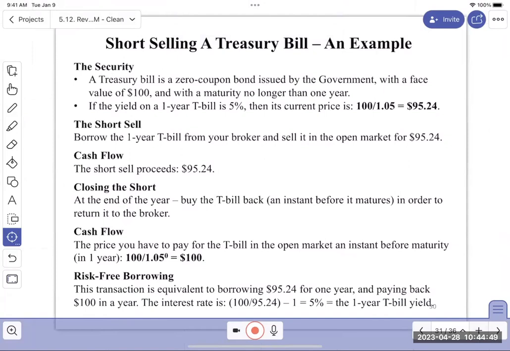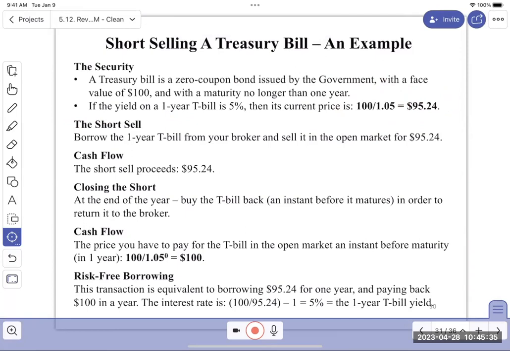Here we start with a T-bill. Zero coupon, issued by the government, 3 months or 6 months, and it has a face value of 100, which we usually work with 1,000, but I simplified it for the numbers, and with a maturity no longer than 1 year. Okay, so this one is less than a year. If the yield on a 1-year T-bill is 5%, then its current price is $95.24. You remember this from the basic time value of money calculation, no coupons. That's what you pay for it.